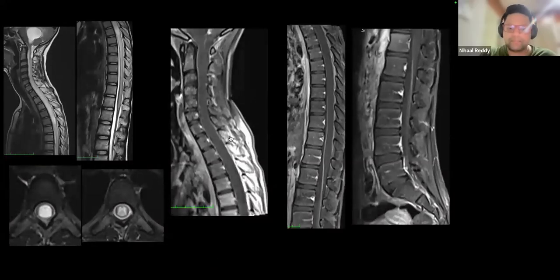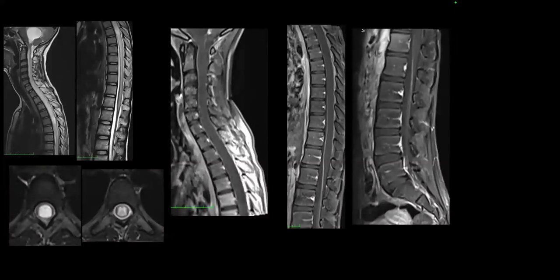Right. Actually, VP shunt was not done. We tried to loop in the surgery team. They're trying to loop in, but it's not done as of now. And regarding the adhesion part, we have not looked into it, but maybe we will re-look at it from that perspective.